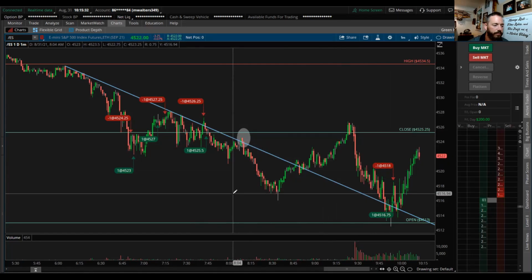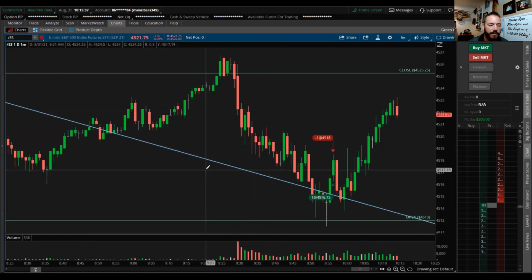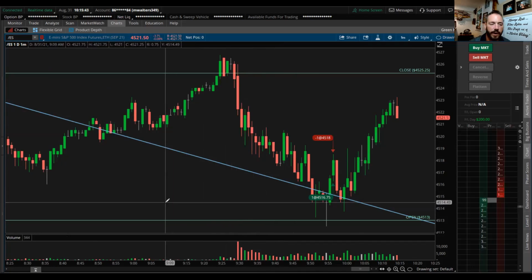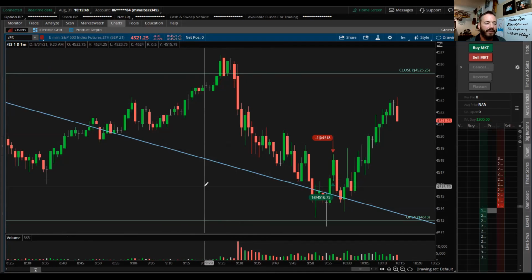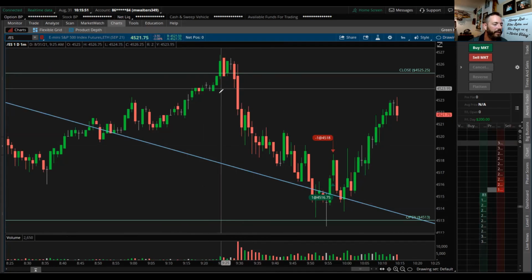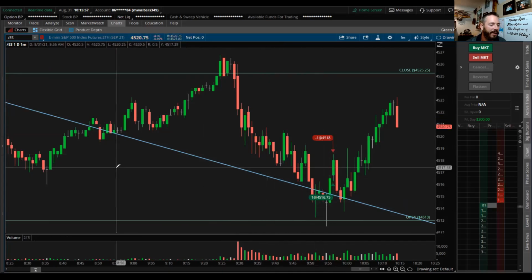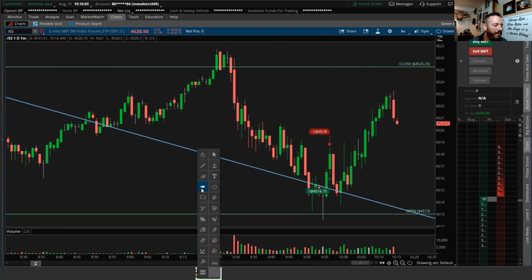Now I wait it out. I don't just jump in right away. The first 30 minutes or so of the market is really, really tough to trade, and your odds of getting chopped up and stopped out are pretty high. So what you're going to want to do is wait until you can see a very clear area of a potential bounce. And that's what we have here.